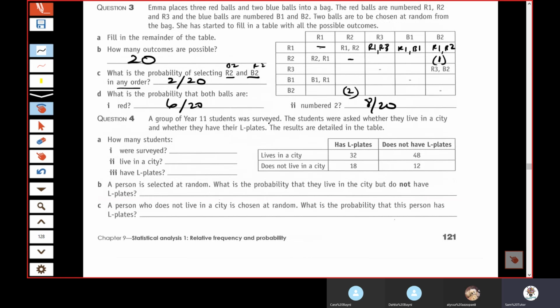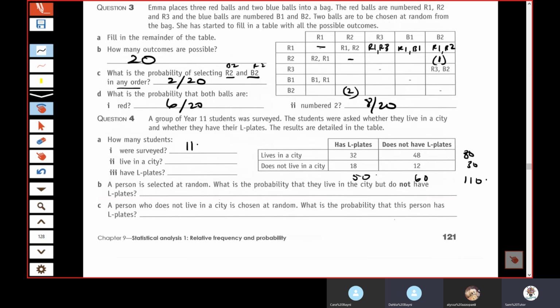A group of Year 11 students were surveyed. The students were asked whether they live in a city and whether they have their L plates. The results are detailed in the table. How many students were surveyed? Well, 32 plus 48 is 80, 18 plus 12 is 30, so that becomes 110, 50, 60, and that should be 50.